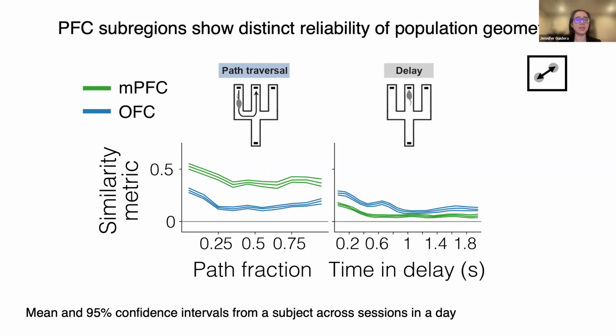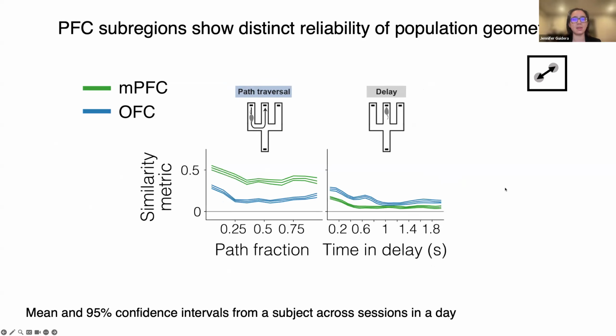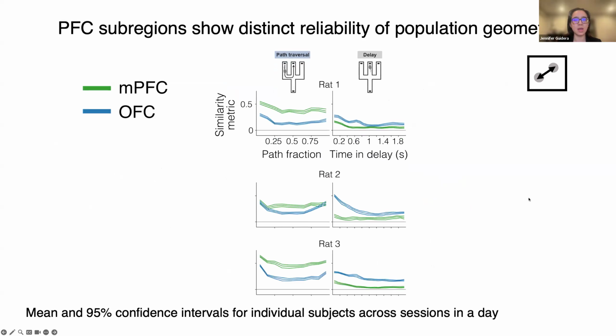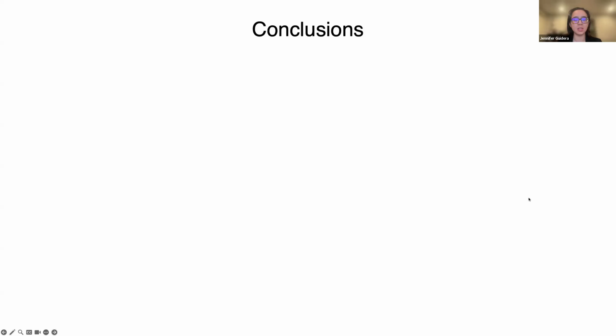If we look now at the delay period, we see the opposite, where now OFC shows more reliable representations. And so MPFC and OFC are trading off to provide consistent representations of progress through the task during these different behavioral phases. So this is data from one subject. We see similar findings in our other two animals, and also when looking at population dynamics.